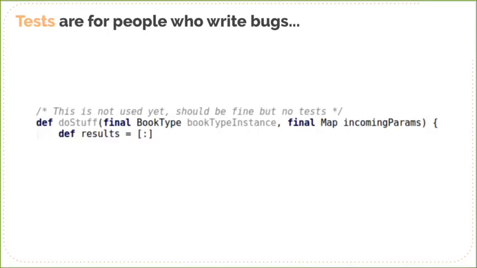The name of this method, doStuff, is in light gray color in IntelliJ, meaning that the method wasn't actually used. So the best thing that you can do with this code is just delete it. It's not used, it's not tested, nobody cares. And also take a look at the second parameter, incomingParams. Again, another map, another box.